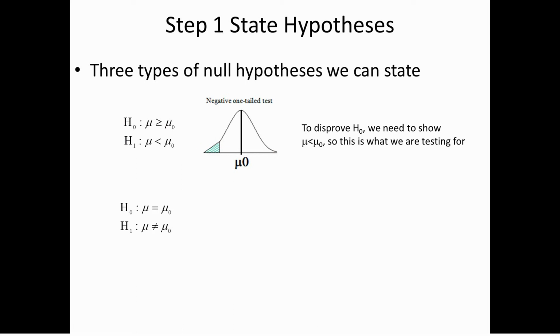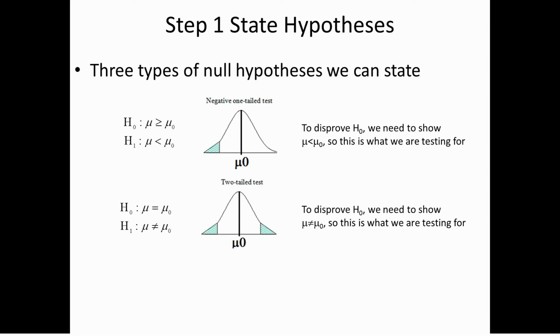Now we can do what's called a two-tailed test. You could claim that mu is equal to a certain value, and of course the alternative is it's not equal. Well, what do we need to disprove this? Well, in order to show it's not equal, we either have to show that it's a lot greater than mu naught or a lot less than mu naught. So here we're doing a two-tailed test. In other words, in order to disprove the null hypothesis, if we show that mu is too far from mu naught on either side, that's going to work, right?